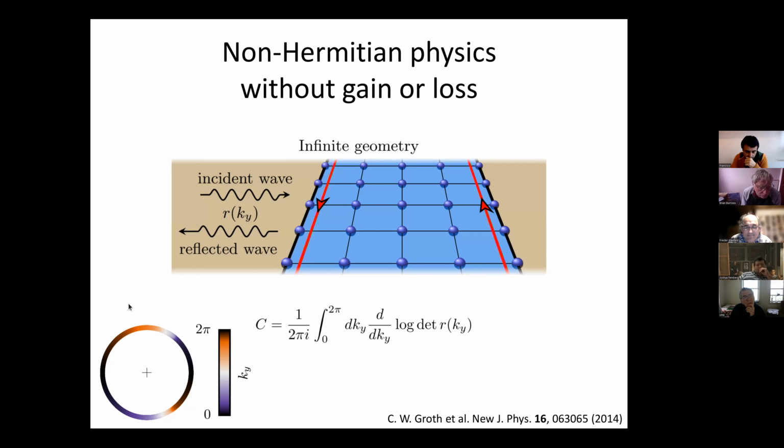Okay. So this is the bulk spectrum of this reflection matrix, and just like the Hatano-Nelson model, it winds around in the complex plane. So there should be a non-Hermitian skin effect associated to it. There should be a boundary signature associated to this non-zero topological invariant, which happens to be the Chern number. And it turns out there is.